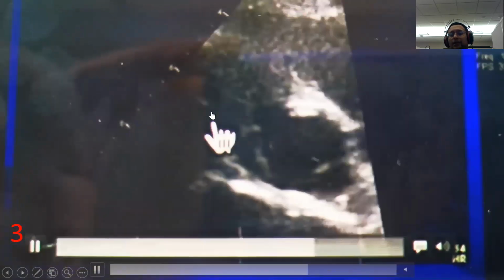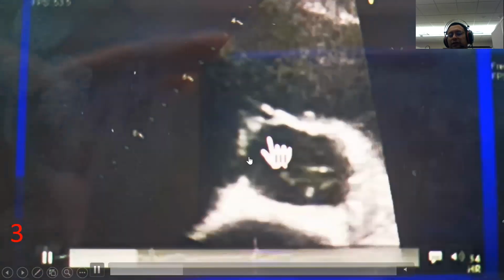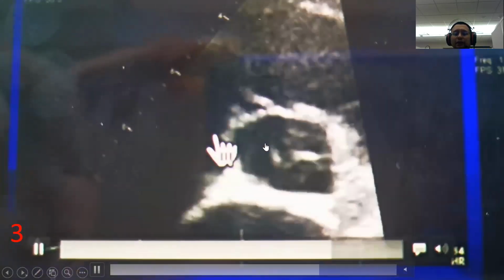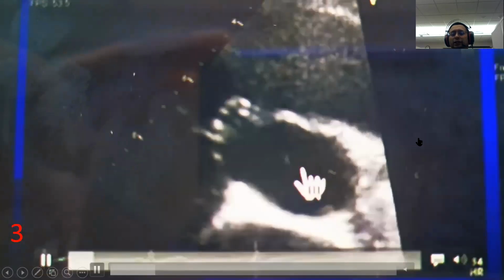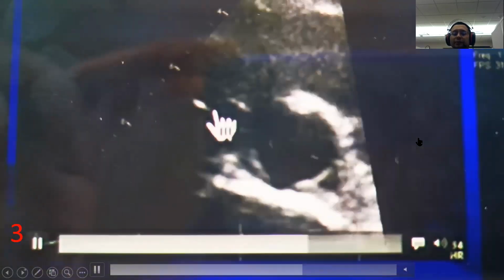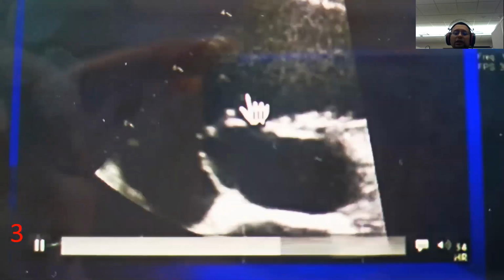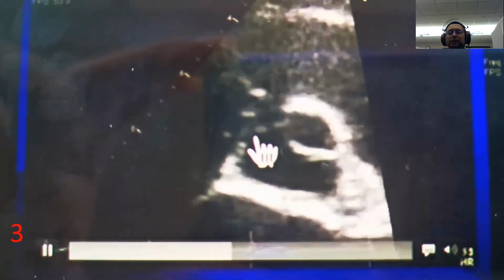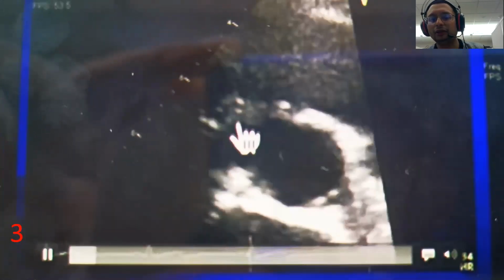So in this situation, the septal leaflet of the tricuspid valve has prolapsed into the ventricular septal defect and closed the hole. Okay, so that's what happened. This is a patient with a perimembranous VSD. However, the septal leaflet of the tricuspid valve has plugged the hole of the VSD. The problem with that is, of course, you can have what?